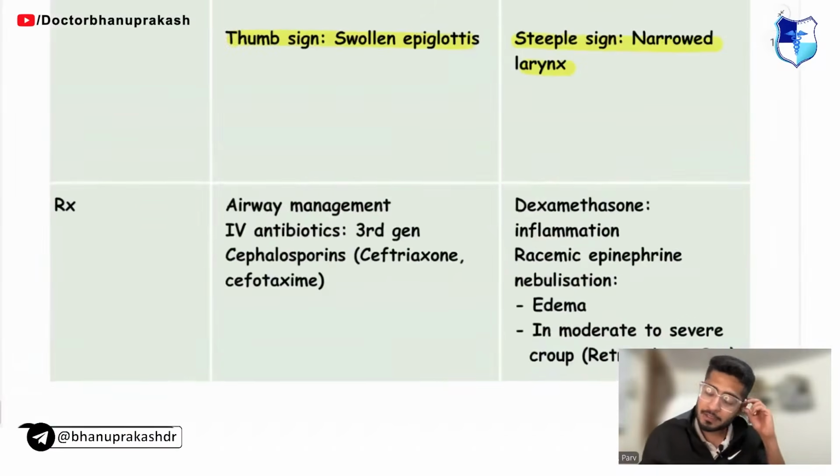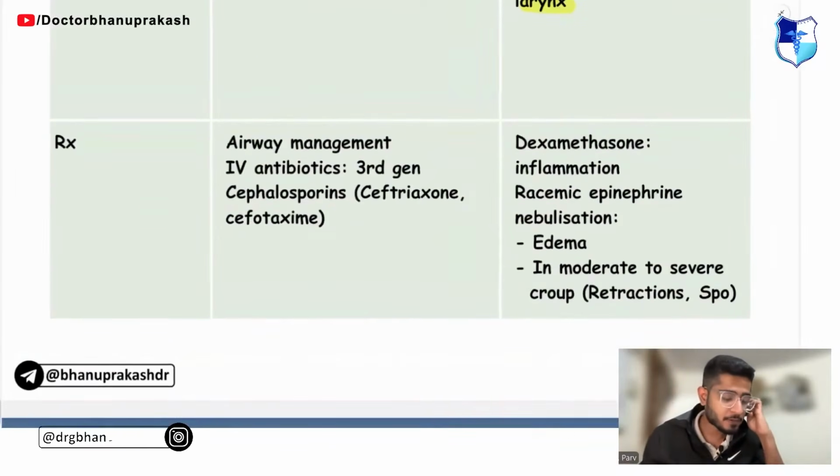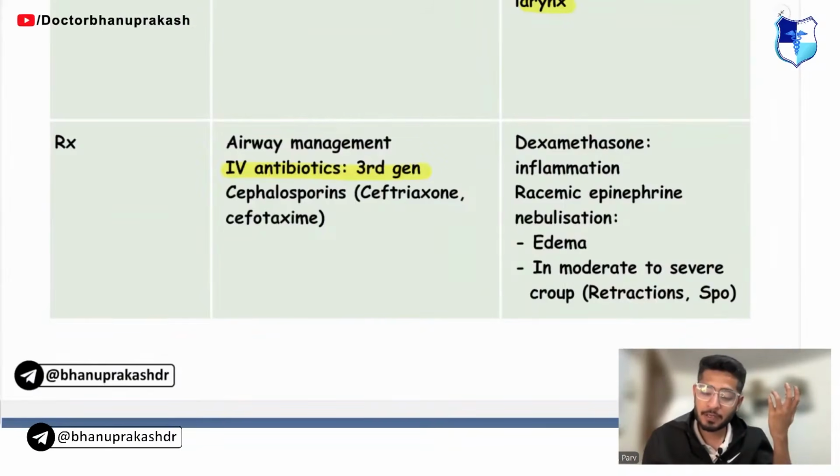What will be the treatment? See, in epiglottitis, because of course there is inflammation going to be there, you have to give IV antibiotics, cephalosporin, and of course airway management. Whereas in croup, that is also inflammation only, laryngotracheobronchitis.